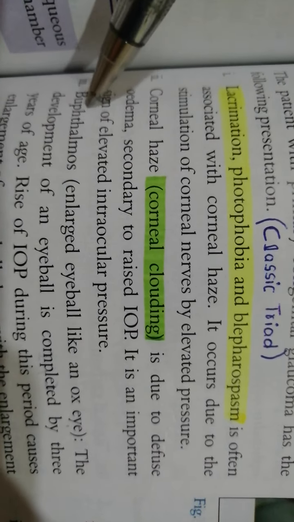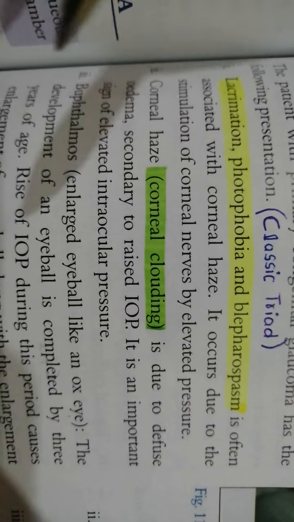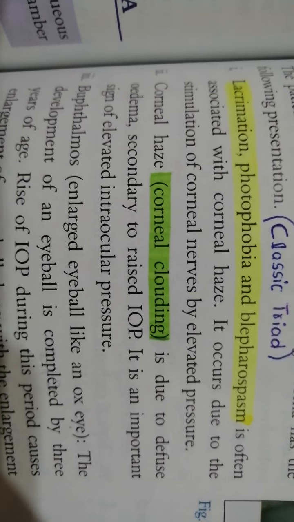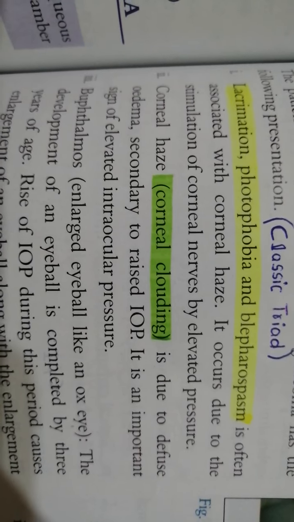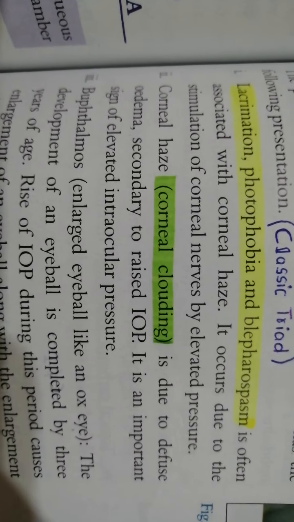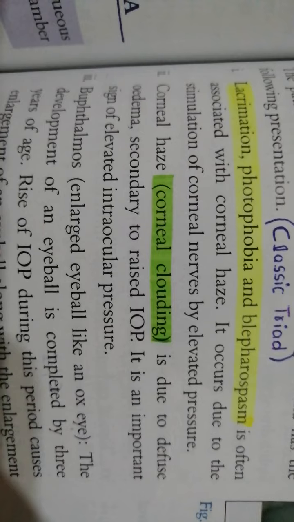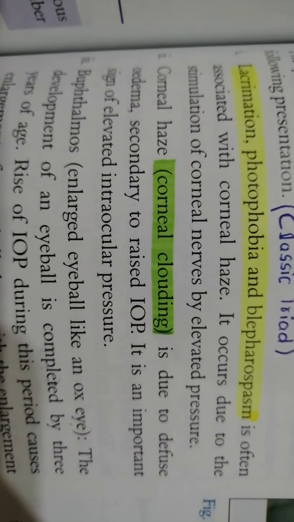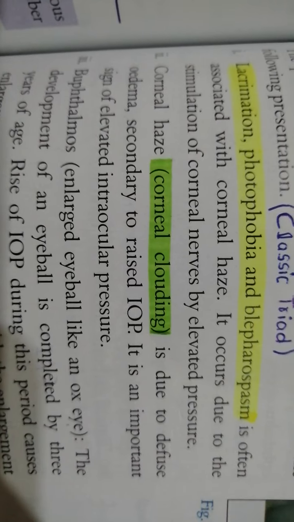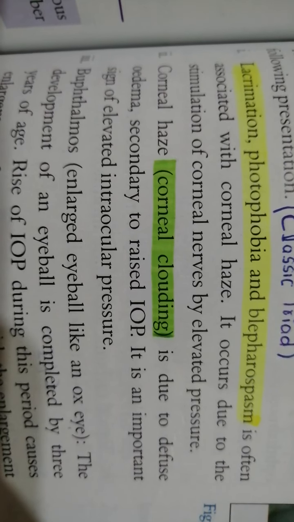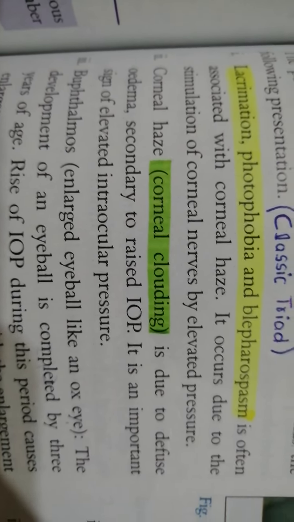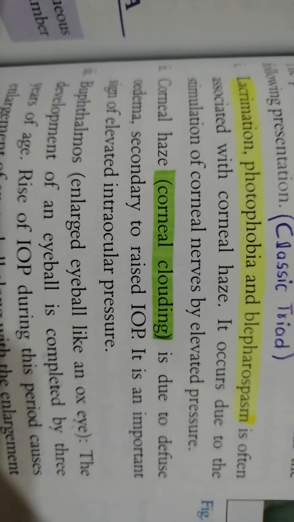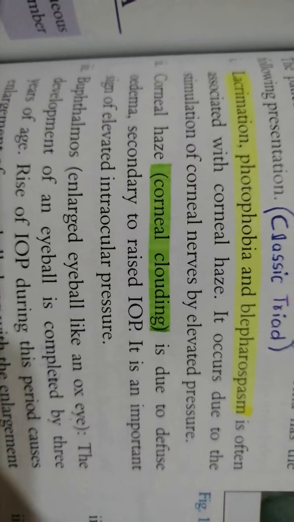And the third important thing is ophthalmos, enlarged eyeball. A child with primary infantile glaucoma will have an enlarged eyeball known as ophthalmos. In addition to the obviously enlarged eyeball, the patient will present with the signs and symptoms of lacrimation, watering of the eye, photophobia, and blepharospasm, meaning the infant will keep the eyes tightly shut because of the photophobia.